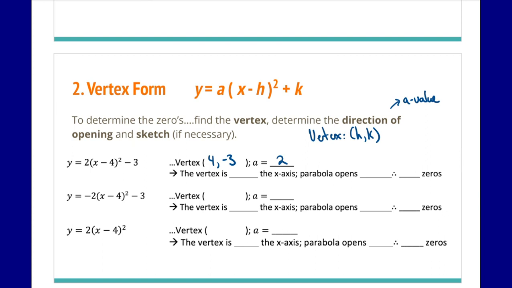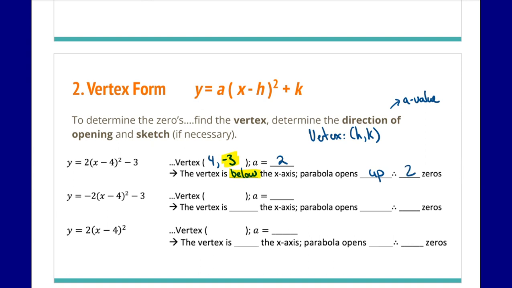So this tells me that the vertex is below the x-axis. And that's because of this value here. The y value is negative 3, so it's below the x-axis. The a value tells us that the parabola opens up. So therefore, I'm going to have 2 zeros.